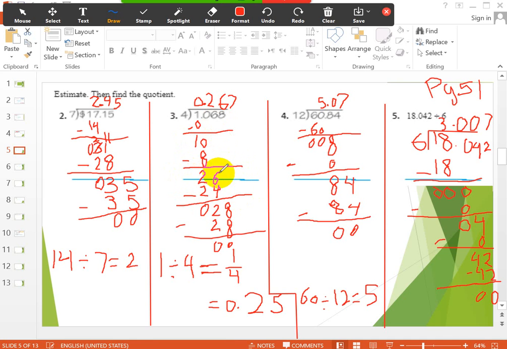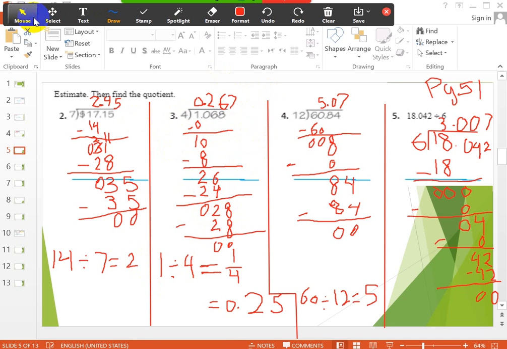26 divided by 4 equals 6, because 6 multiplied by 4 equals 24. Then I will subtract. It will be 2. And I will take 8. 28 divided by 4, which number will I multiply with 4? The answer will be 28. It will be 7.